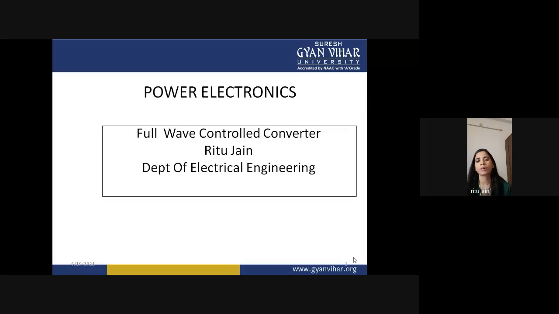In controlled converters, we use SCRs, and we can easily control the output voltage by varying the triggering angle of the SCR. But in an uncontrolled converter, we use diodes, so the output voltage cannot be controlled. That is why converters which use diodes are called uncontrolled converters.